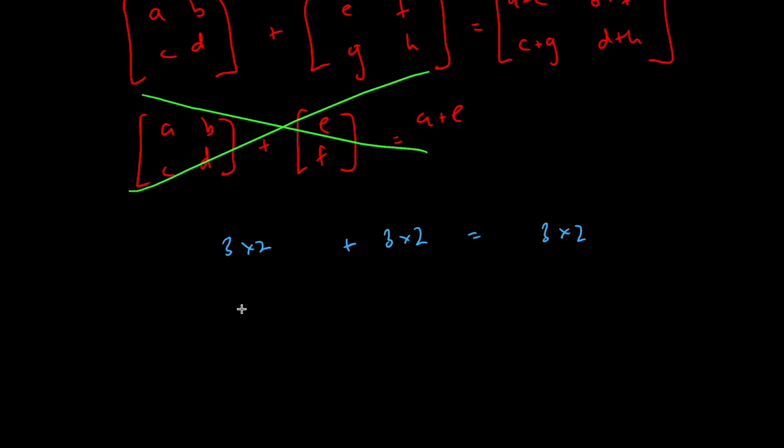And then say I want to add a 1 by 2 matrix and a 7 by 9 matrix. This is not possible, because clearly the dimensions or shapes of these matrices are very, very different.